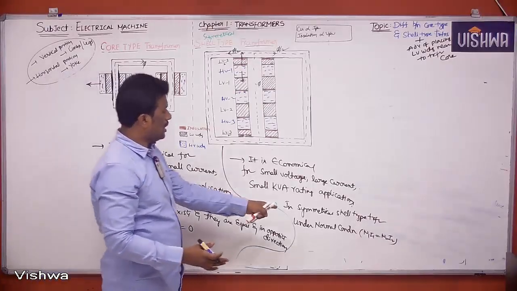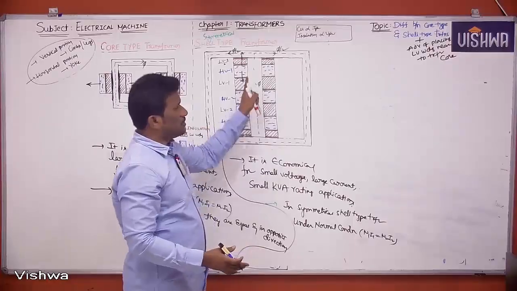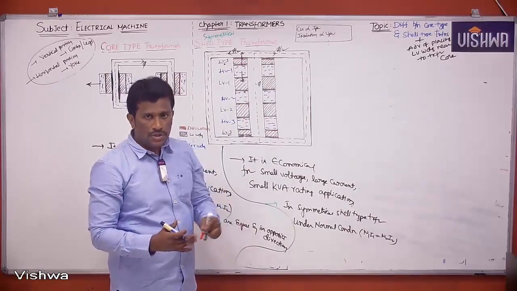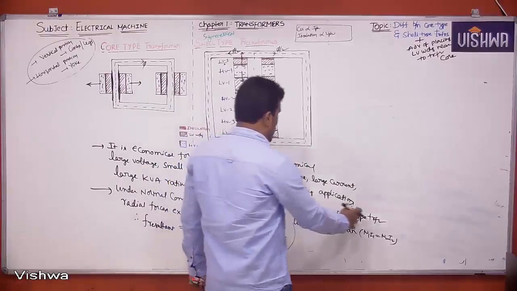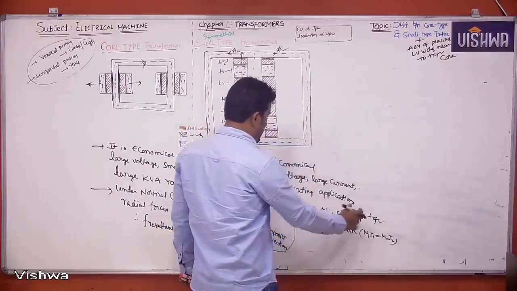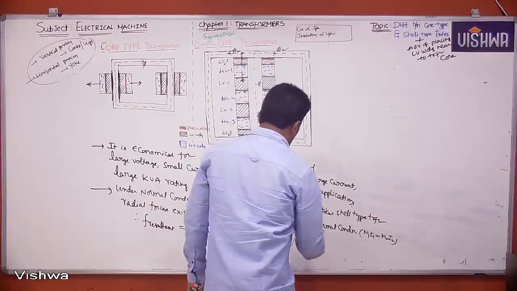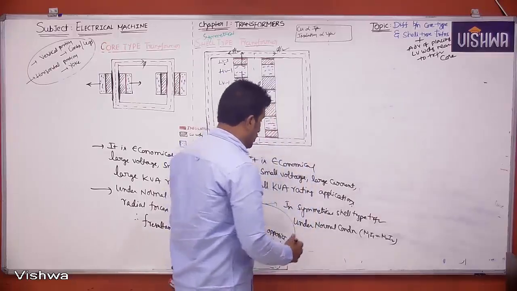Here also under normal condition, axial force will come into picture and they are equal and in opposite direction. Resultant force equal to 0. So in a symmetrical shell type transformer, under normal condition, N1I1 equals N2I2. Okay.